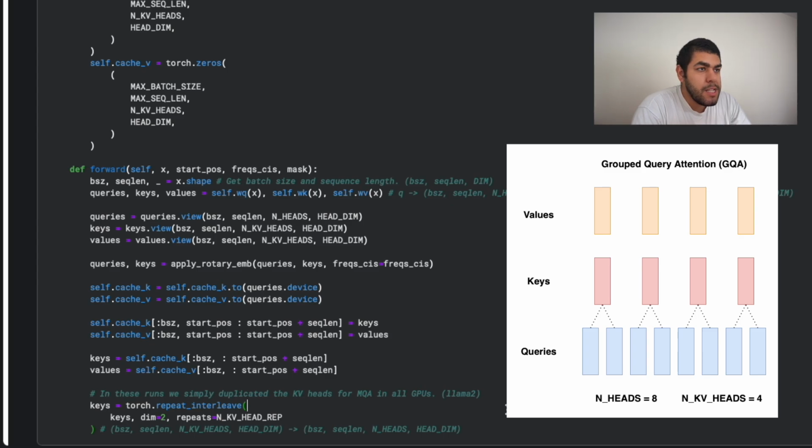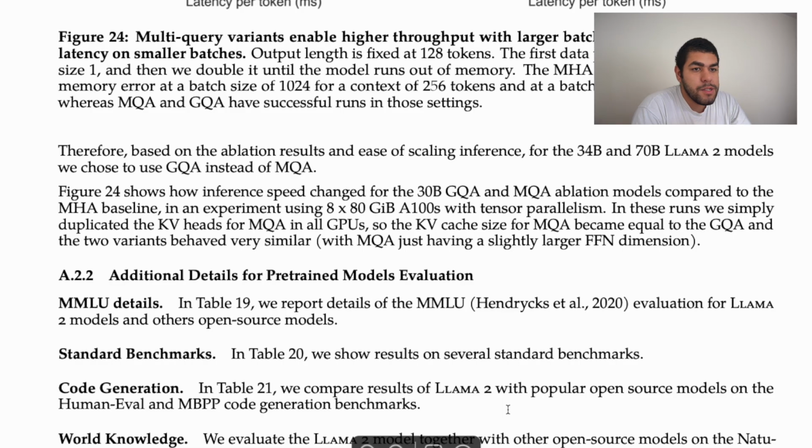We can see that in the Llama 2 paper. By the way, it is perfectly fine to look at the Llama 2 paper when implementing Llama 3, since they implement Llama 3 on top of Llama 2. So here, as you can see, they duplicate the KV heads for the KV cache to be equal in the group query attention and behave similarly. This is what this says.